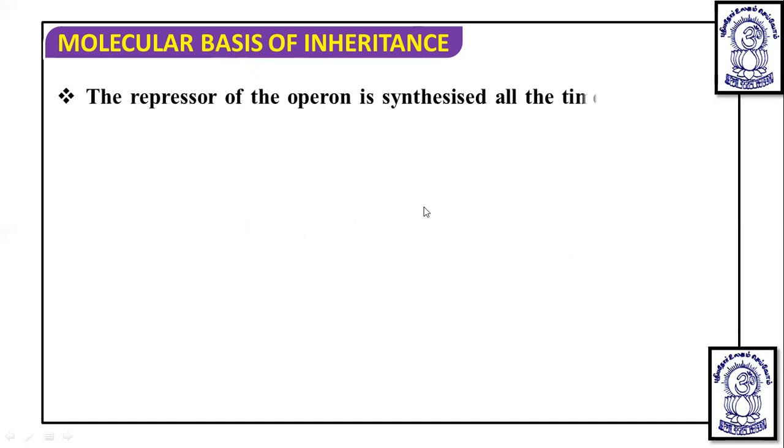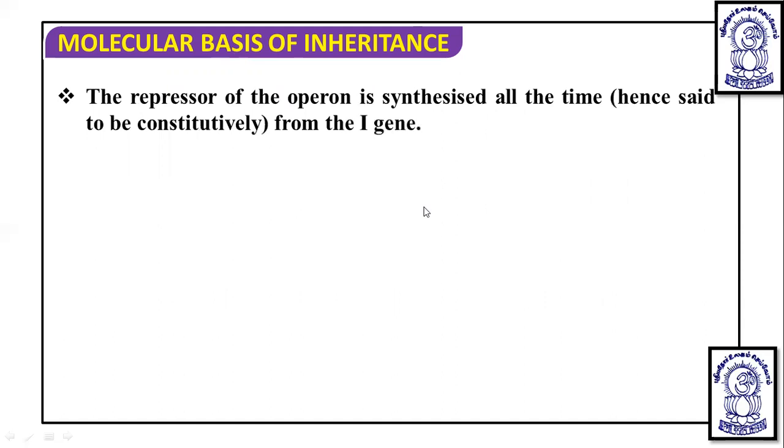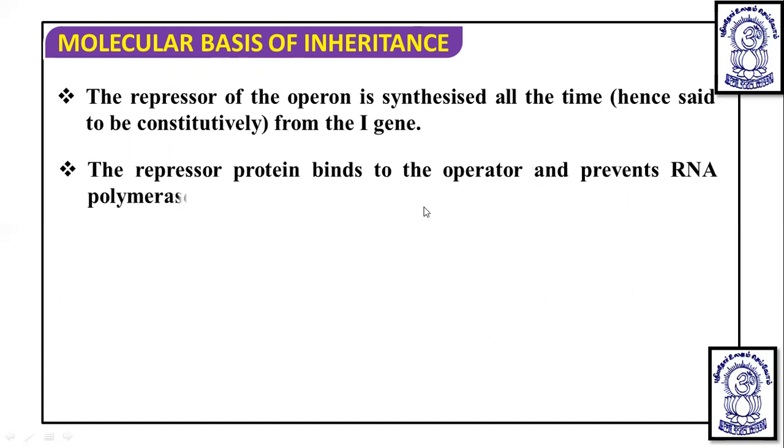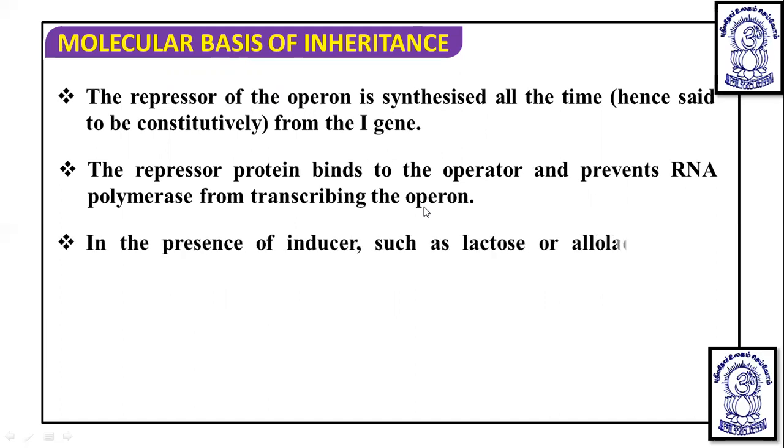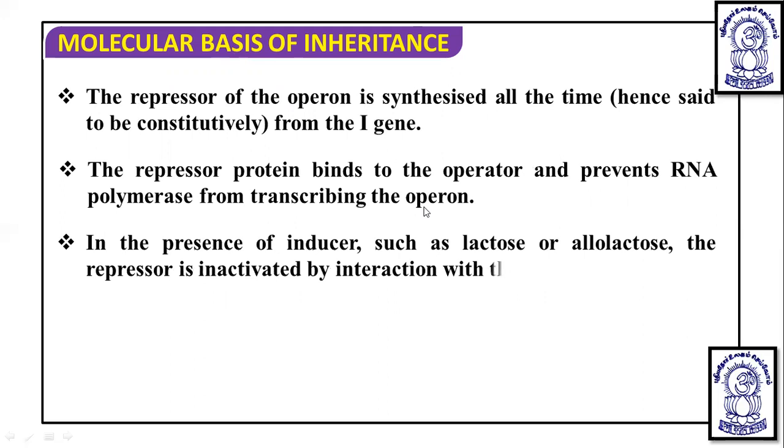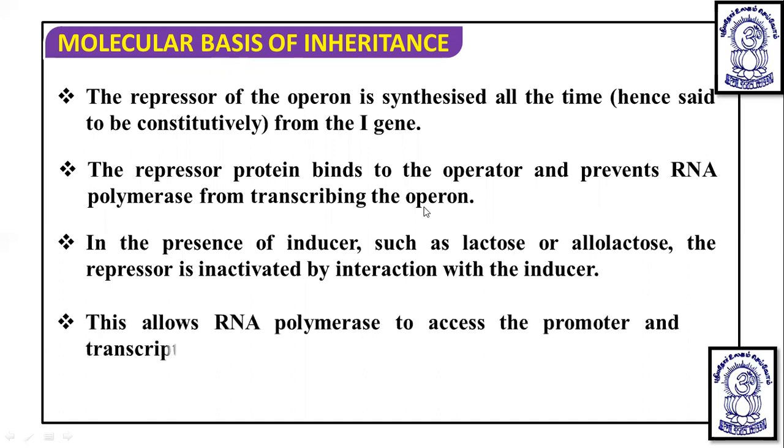The repressor of the operon is synthesized all the time, hence said to be constitutive, from the I gene. The repressor protein binds with the operator and prevents the RNA polymerase from transcribing the operon. So it is not allowing. In the presence of inducer, such as lactose and allolactose, when it binds with the repressor, it inactivates the repressor and thus it does not allow the repressor to bind with the operator gene. So it allows the RNA polymerase to access the promoter and start the transcription process.